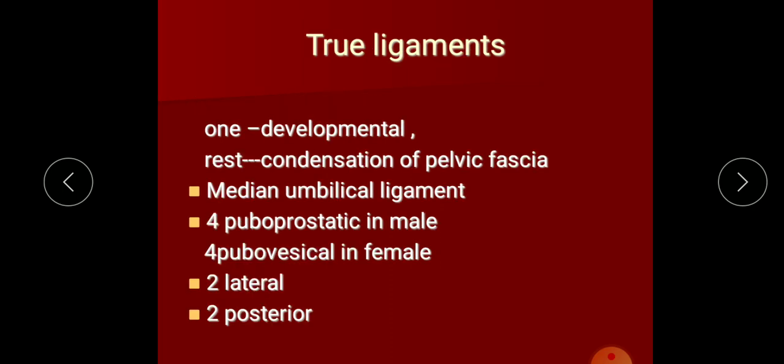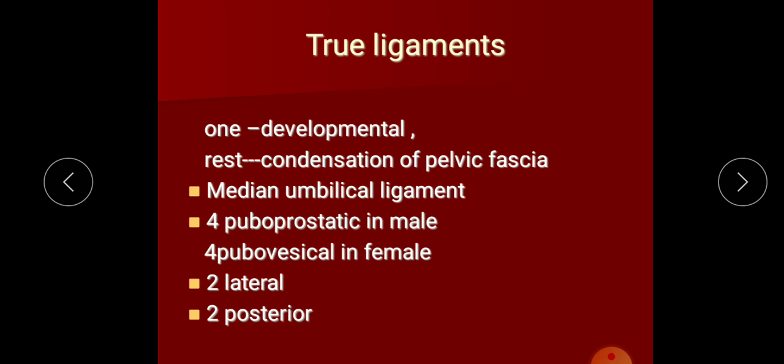Now we'll look at the true ligaments. Out of all the true ligaments, only one is developmental, and that is the median umbilical ligament. The median umbilical ligament is attached to the apex, and is a remnant of the urachus or allantois. All the other ligaments are considered condensations of pelvic fascia.